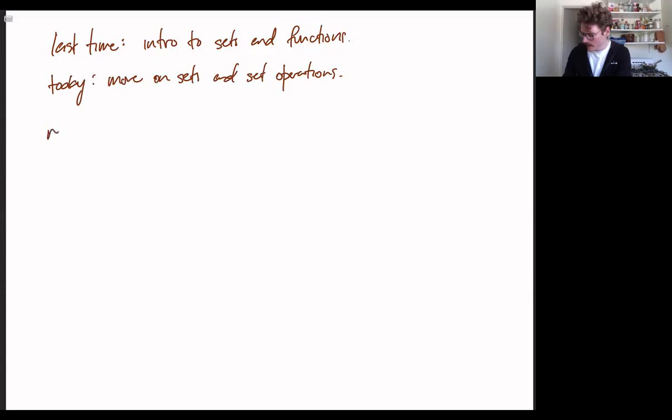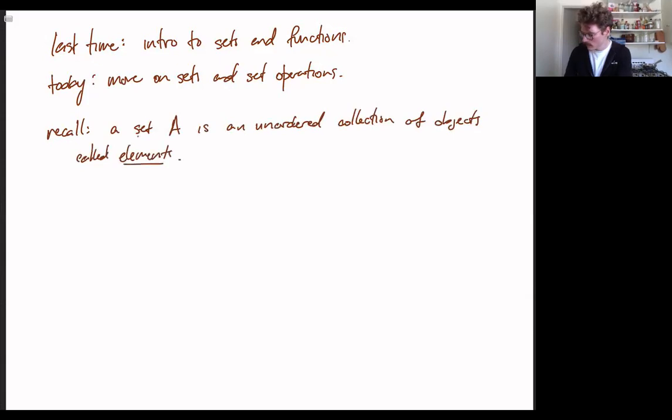So let's start by, just for good measure, recalling what a set is. A set A is an unordered collection of objects, which we call its elements. And I guess another important definition was a subset, which I won't write down, but remember a subset was a set with some of those elements. So it's another set where every element of that is also an element of A.